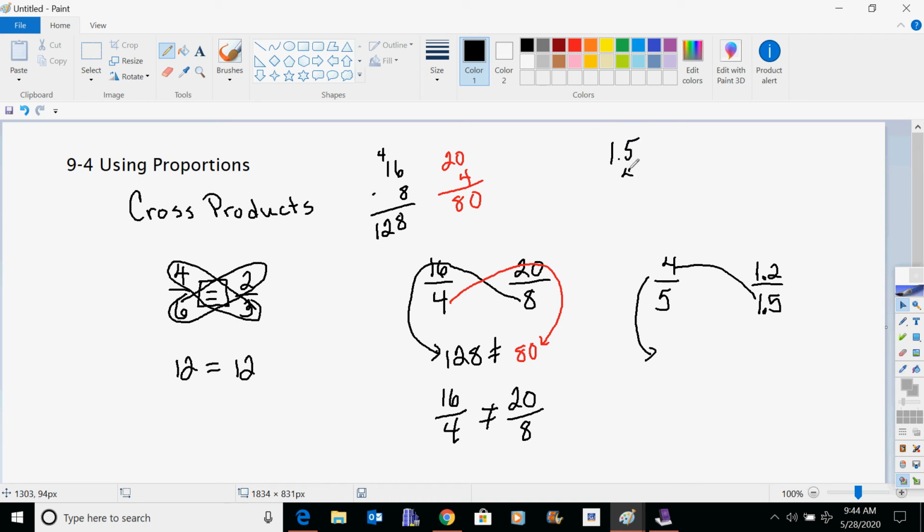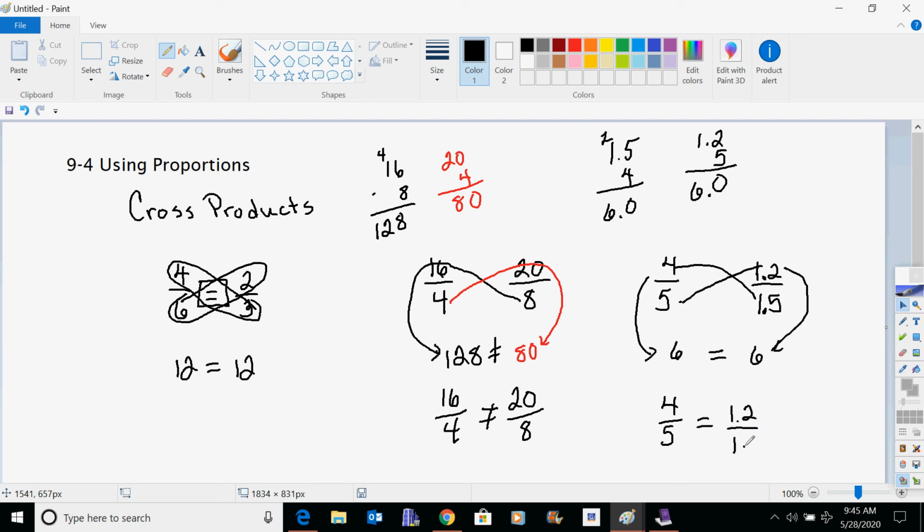1.5 times 4. Okay, 20 and 6. Put the decimal here, so that's a 6. And I want to take 5 times 1.2. So I'm going to move that around this way. 5 times 1.2. And see what I get. 5, 10. And then that's 6 again. Those two numbers are equal to each other, so that tells me that 4/5 does equal 1.2 over 1.5.